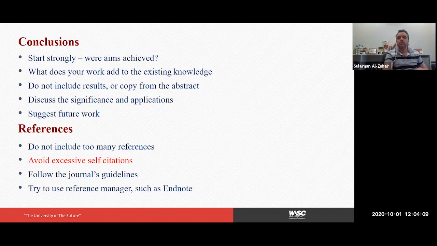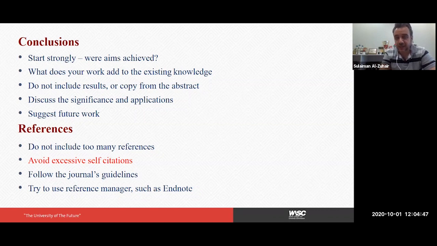References: try not to include too many references. Avoid excessive self-citations. Self-citations will reflect badly on your paper. Sometimes it's inevitable. You need to put your old work, especially if you are building on a previous one, but don't overdo it, because if I get the chance to show you your portfolio on Scopus, the self-citation is usually something you can exclude, and that shows how much you've cited yourself. So you don't want to be looked at as a person who only cites himself or herself and nobody else cites their work. So try to avoid it as much as possible.